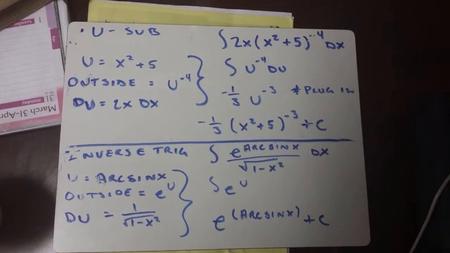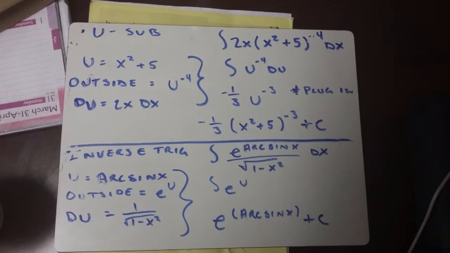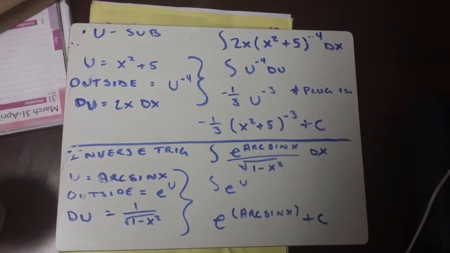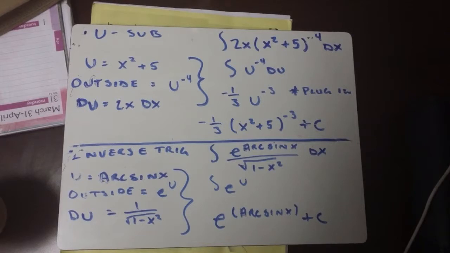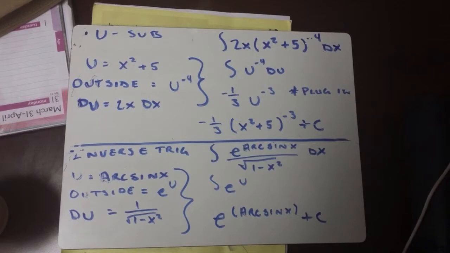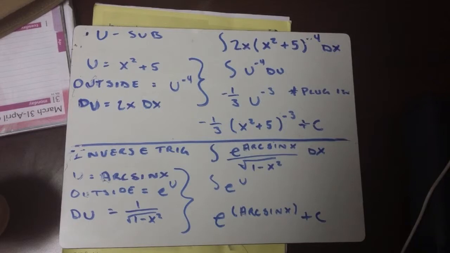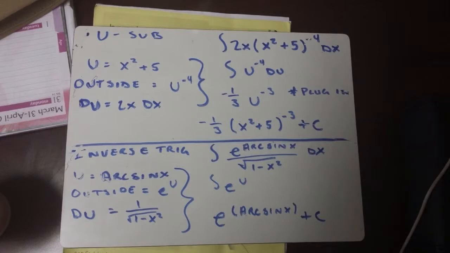The next method we will look at is inverse trig. The problem we will be looking at is the integral of e raised to the arcsine x all over the square root of 1 minus x squared dx. Our u in this instance is going to be arcsine x. That is because when you take the derivative of arcsine x, you get 1 over the square root of 1 minus x squared, which then cancels out what you need from the problem.